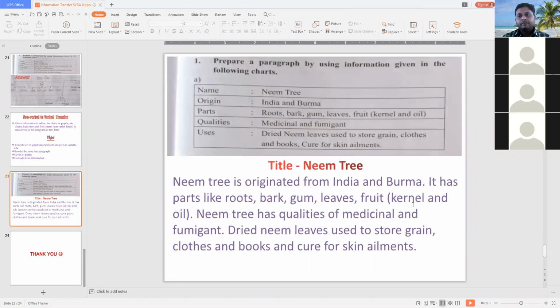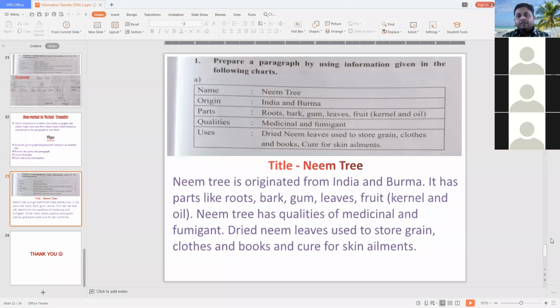Let's take an example, right? So this diagram is given, so we have to write down a paragraph. This is called non-verbal to verbal transformation. So the title is neem tree. See, the information in the diagram has been presented into sentences.